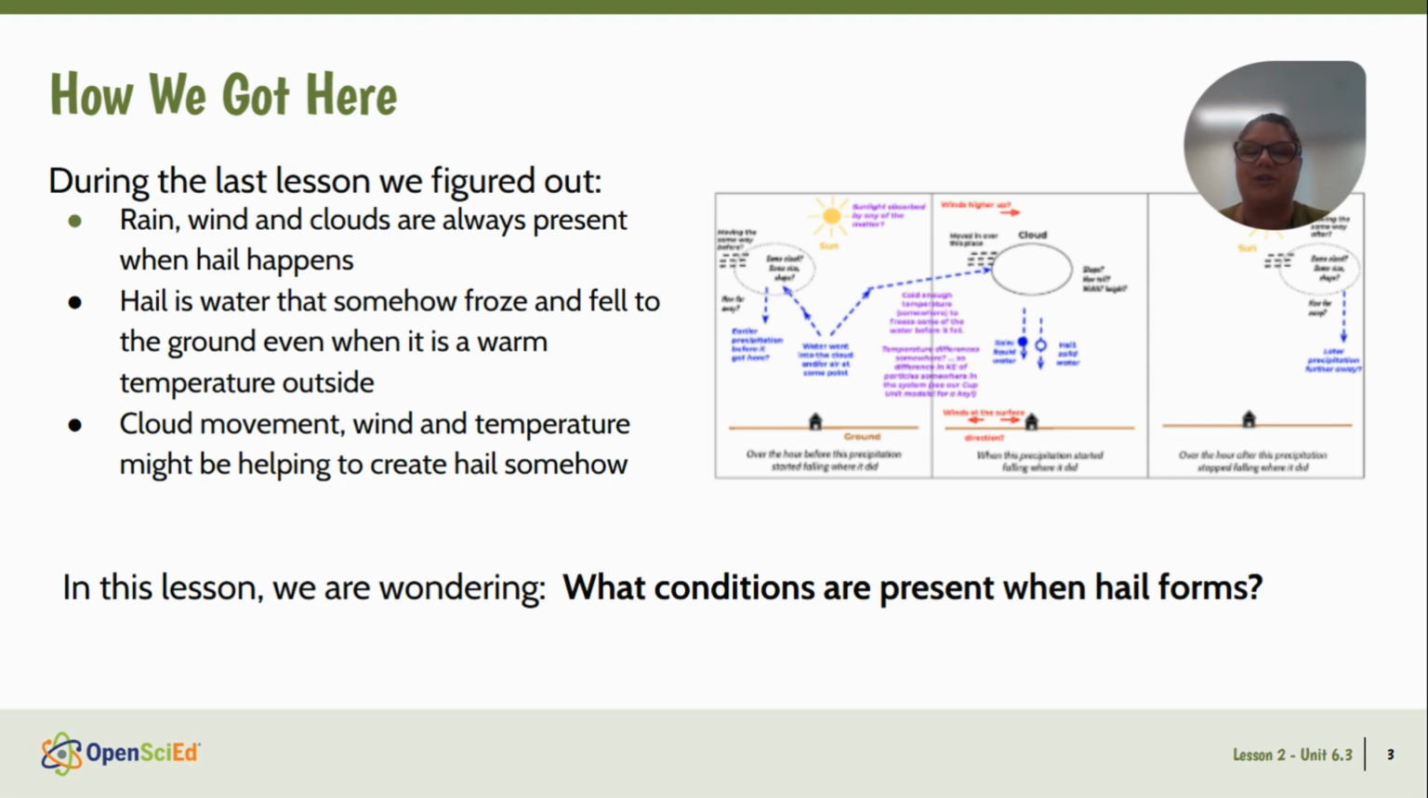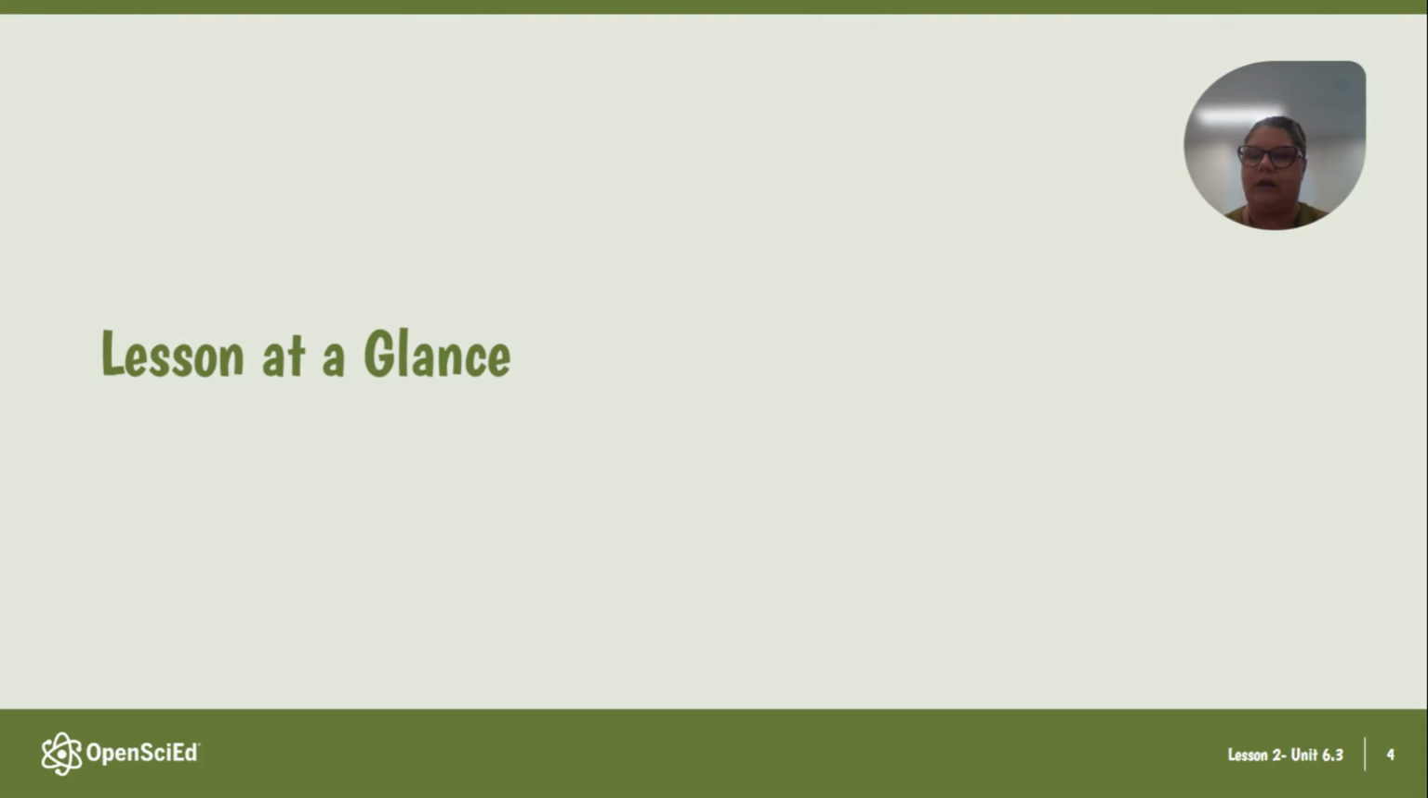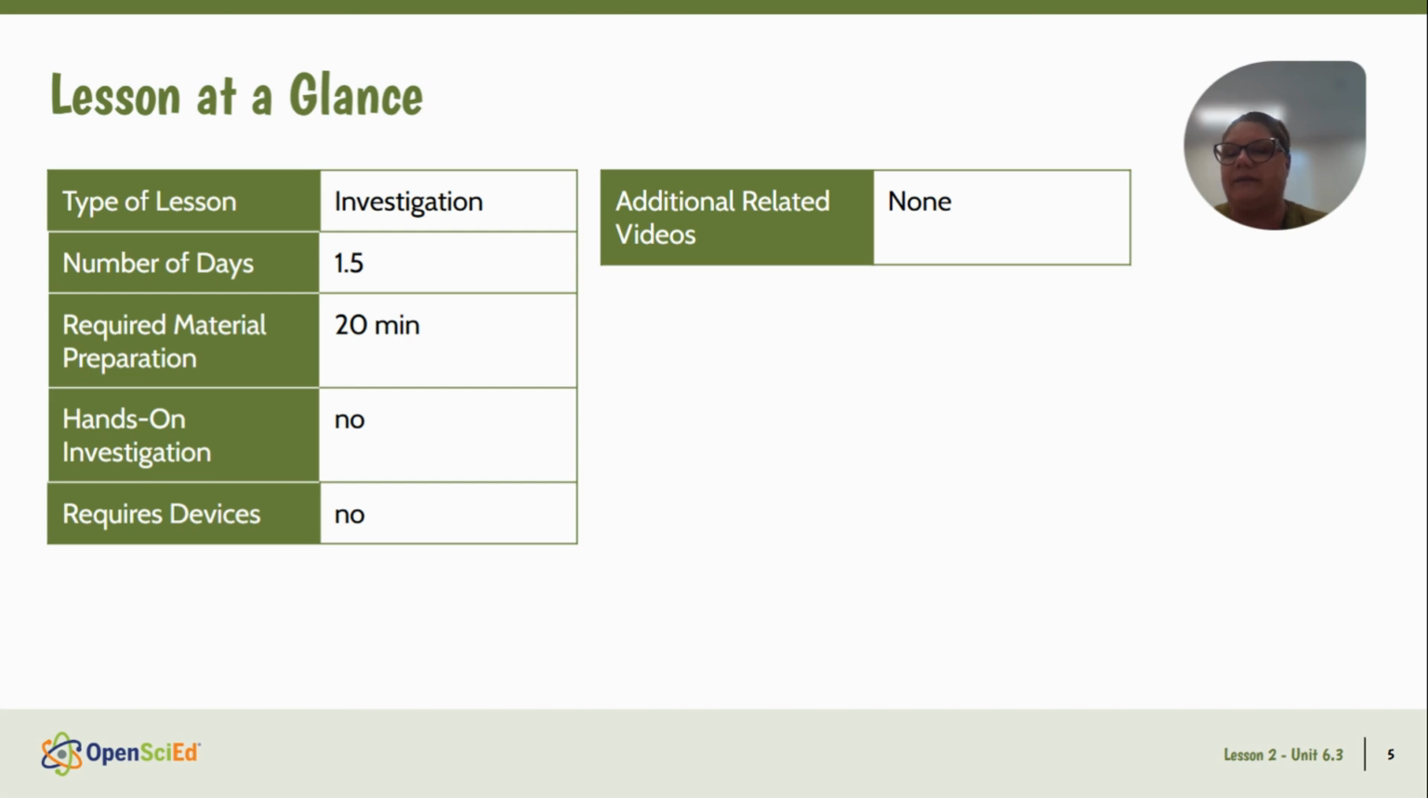As we move into Lesson 2, we're really wondering what specific conditions are needed to make hail. So we push on those ideas that are up on the driving question board. In the lesson at a glance, we notice that this is an investigation that takes 1.5 lessons or 1.5 days. It has about 20 minutes of prep, which is mostly copies. It's not typical for a lesson to be 1.5 days. I'm going to show you where I might break it into 2 for you. But eventually you might be able to get down to that 1.5.